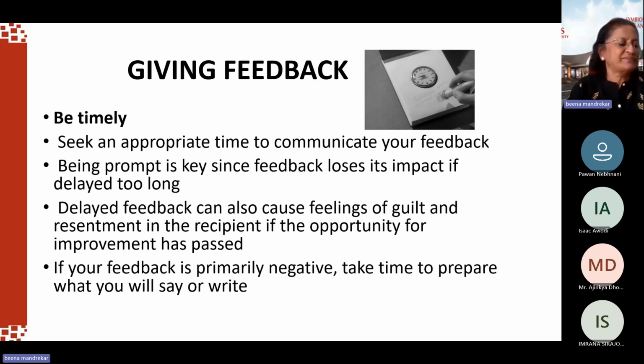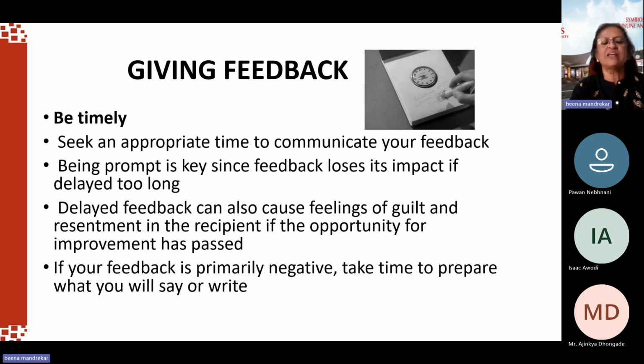Be timely. Seek an appropriate time to communicate your feedback. Being prompt is key since feedback loses its impact if delayed too long. Delayed feedback can also cause feelings of guilt and resentment in the recipient if the opportunity for improvement has passed. If your feedback is primarily negative, take time to decide what you will say or write.